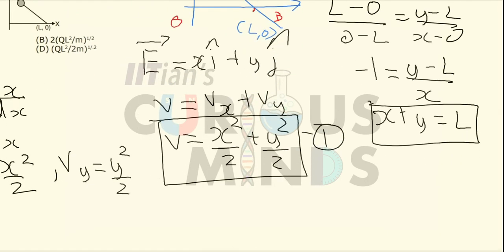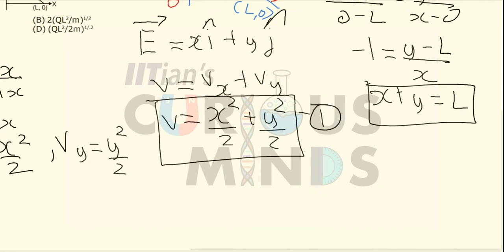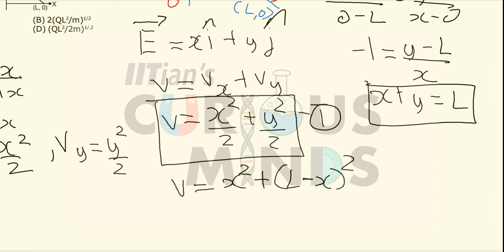Now y can be written as L minus x. So let me substitute over here. Basically, it will be x square plus y square, where y square is written as (L minus x) the whole square, and divided by 2 at this point.